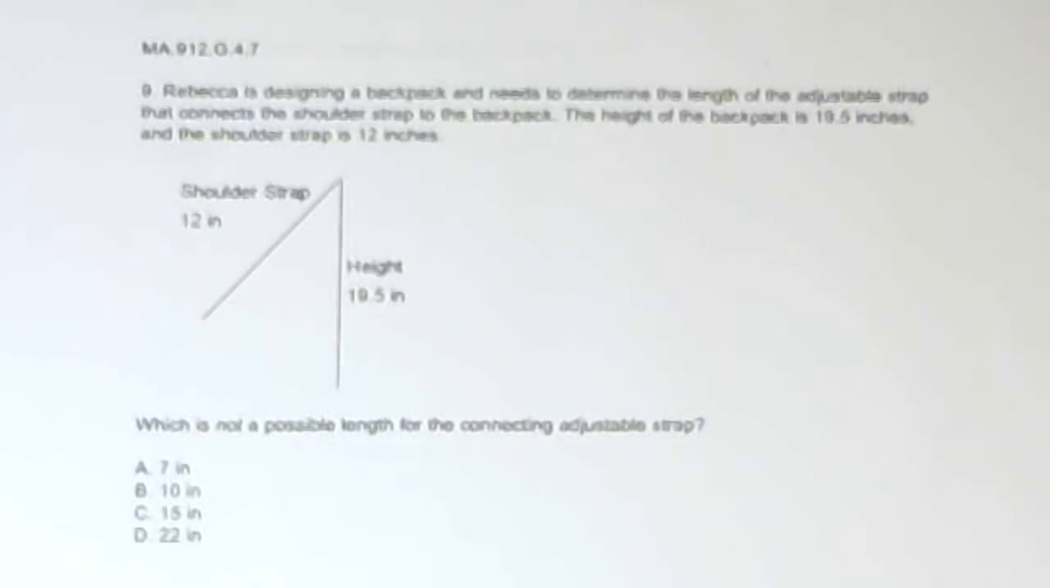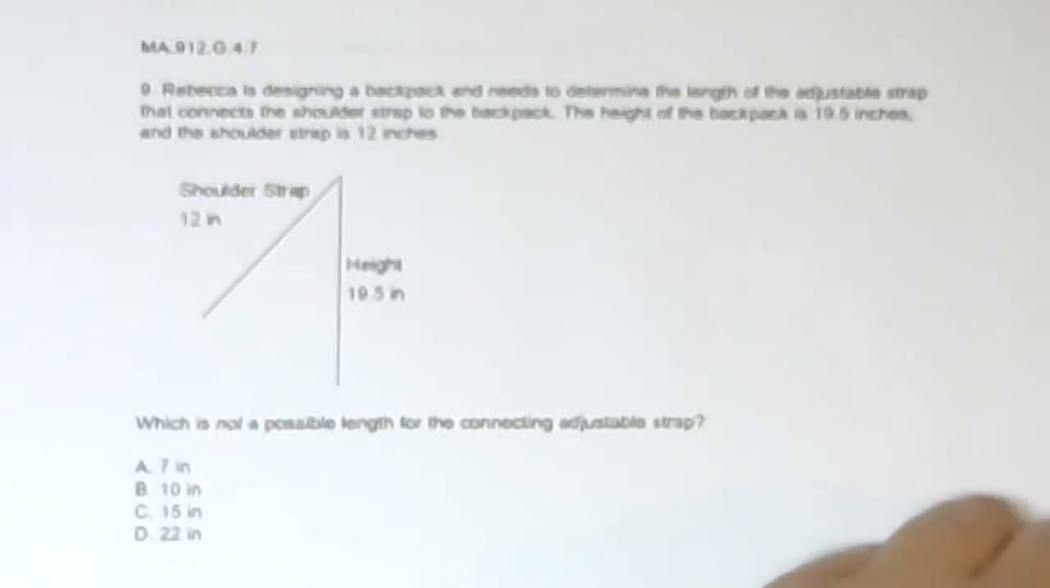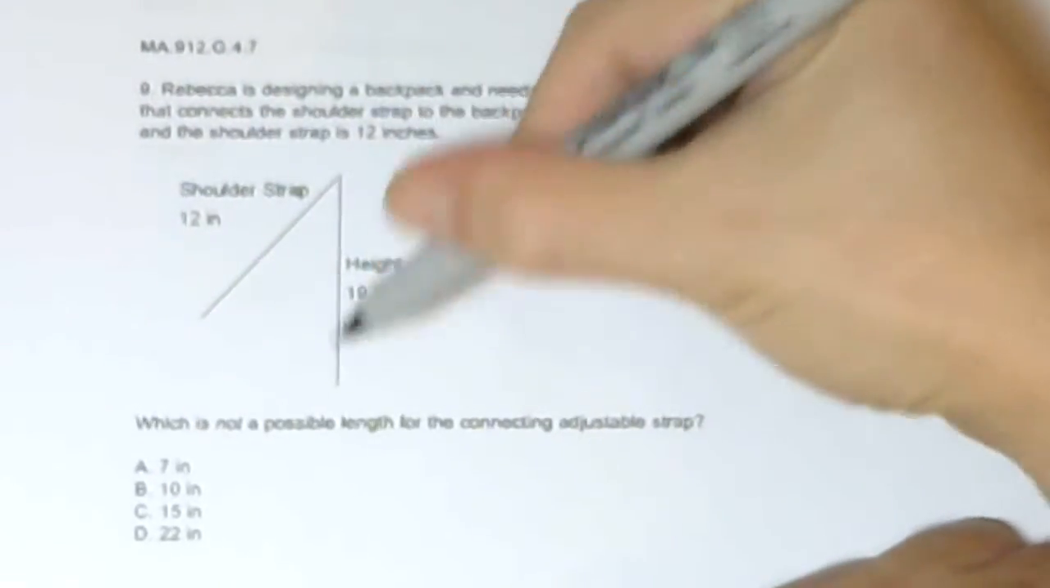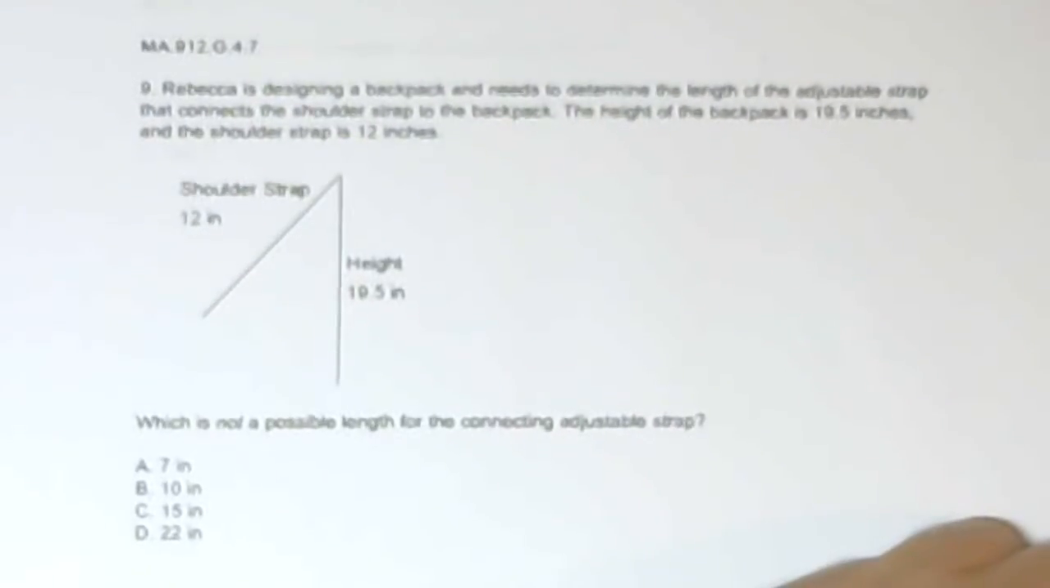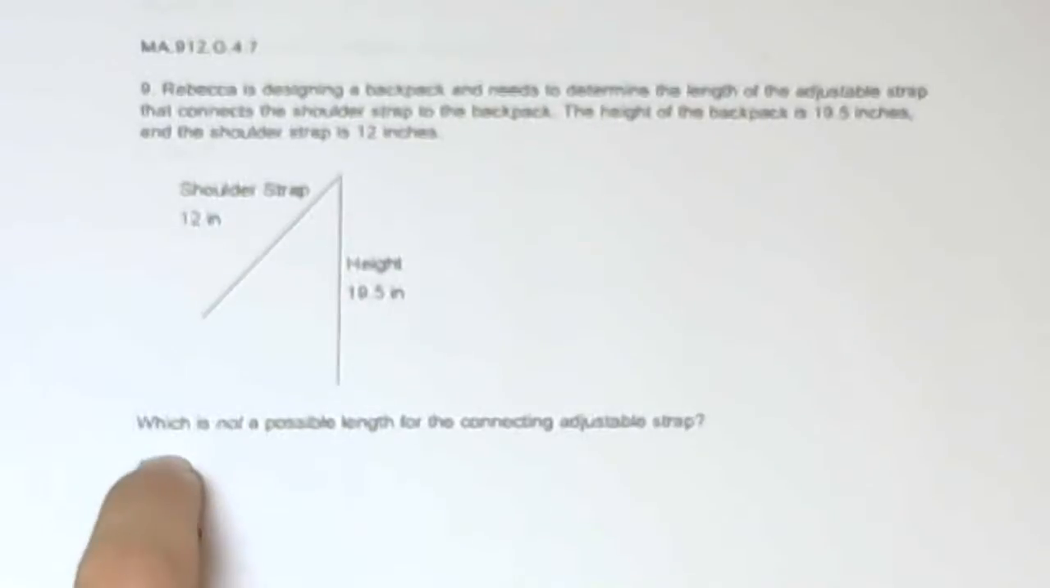Rebecca is designing a backpack and needs to determine the length of the adjustable strap that connects the shoulder strap to the backpack. The height of the backpack is 19.5 inches. This is the height. The shoulder strap is 12 inches. What is not a possible length for the connecting adjustable strap?